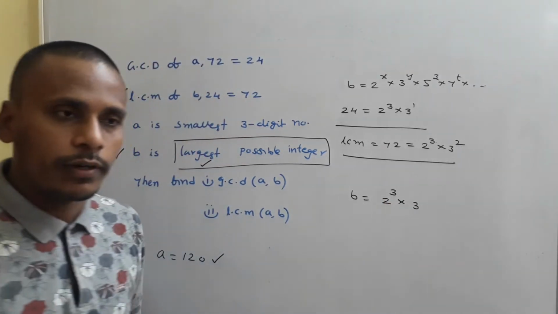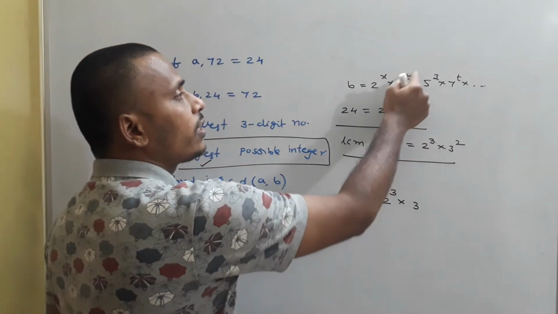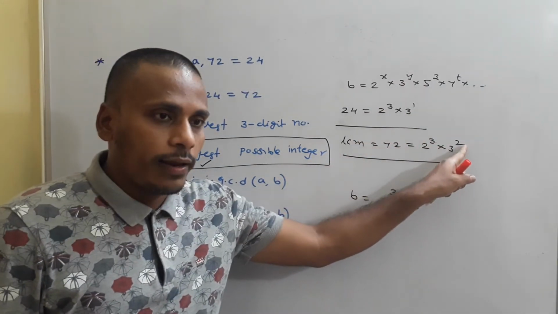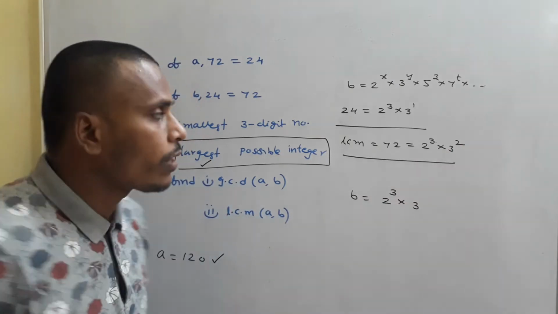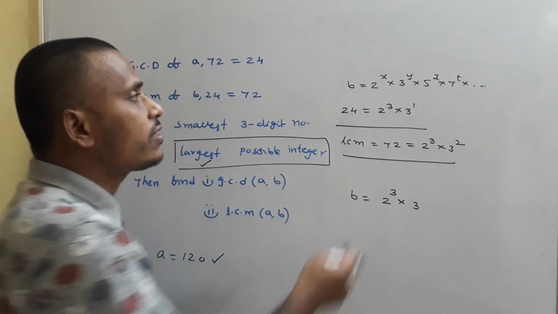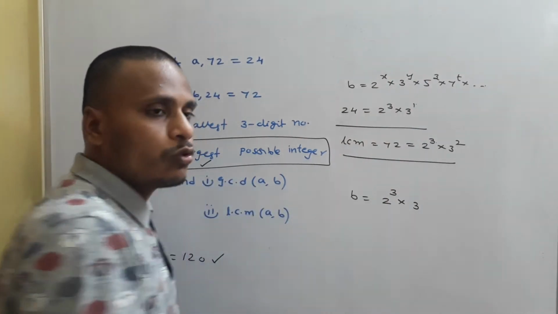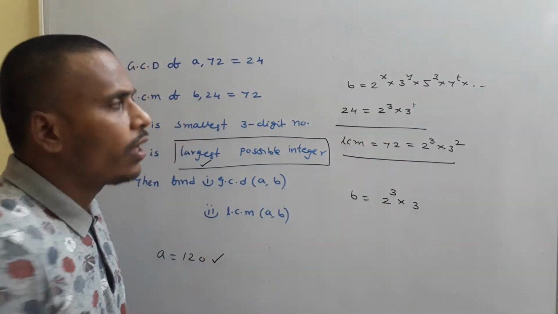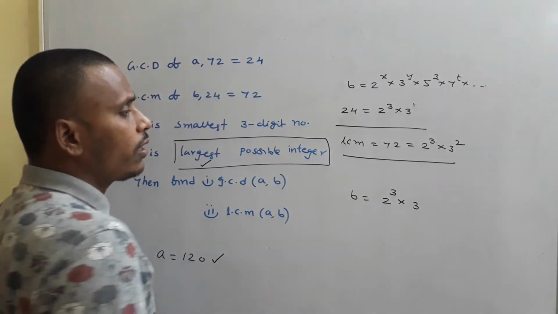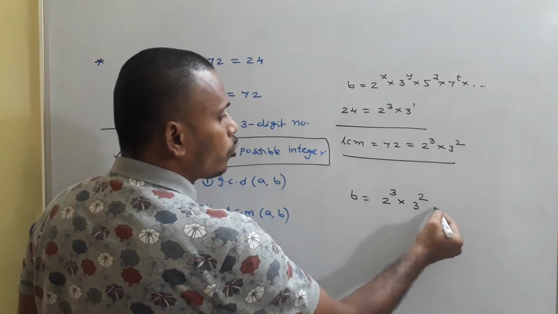Then coming to 3 power. Here 3 power 1 and here 3 power y. LCM is 3 square. 3 square is involved in LCM. So the maximum value of y and 1 is 2. Since the maximum value of y and 1 is 2, y must be 2. If y is 3, then the LCM would change, but we can't do that. So y is for sure 2.